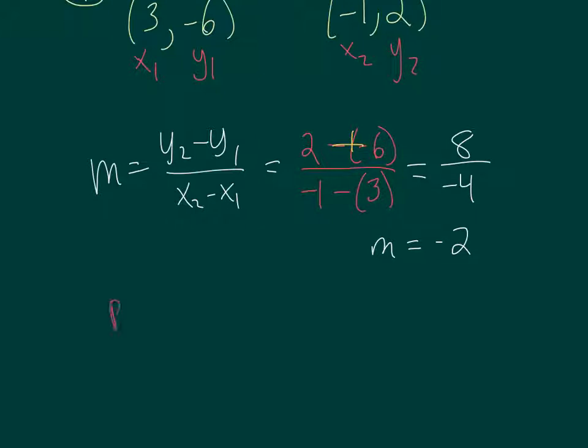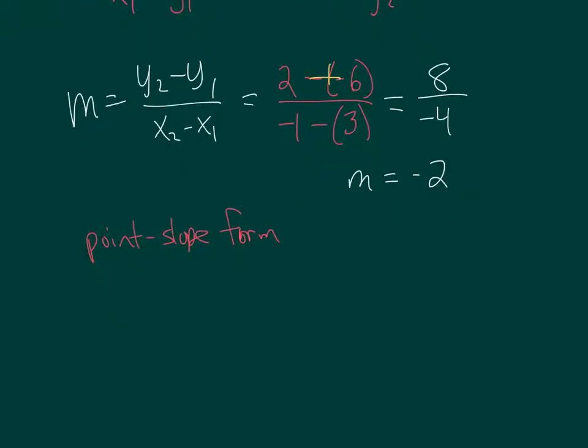Now that we have our slope, we can use point slope formula. Once again, point slope form is just y minus y1 is equal to m times x minus x1. Let's plug in our information. This is that third step. I've got my m equal to negative 2, so I can put that right there. That x stays permanent, this y stays permanent, the minuses stay permanent, and the equal sign.